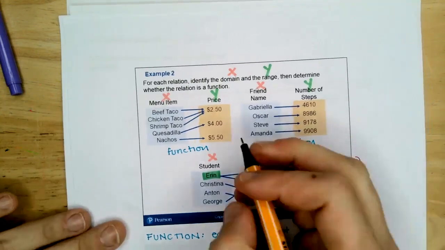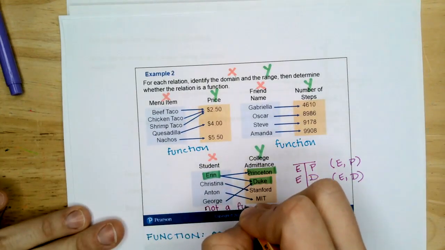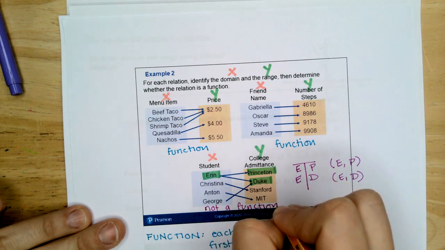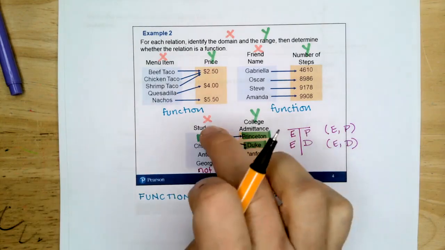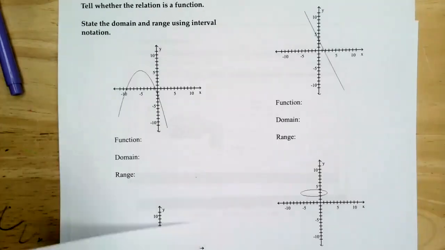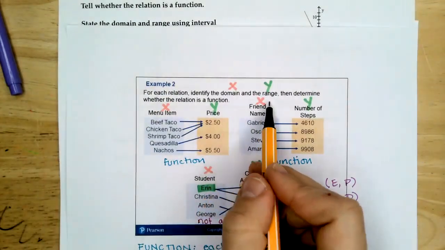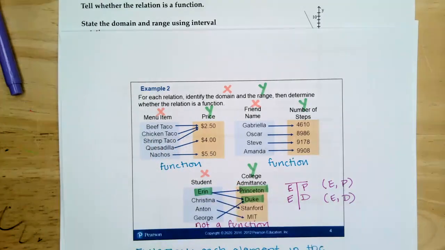This is not a function because Aaron has 2 different outputs. She is one input. Sometimes she outputs Princeton, sometimes she outputs Duke. Is that all they asked us? Okay, identify the domain and the range. So the domain is, okay, let's do that.